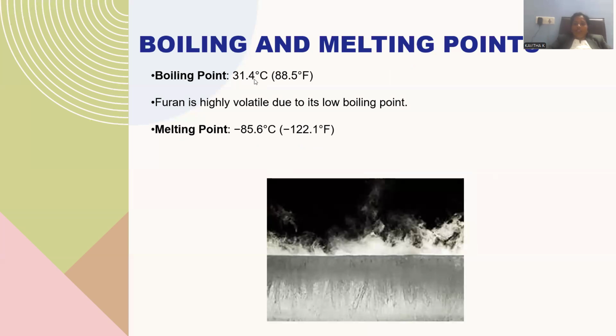Boiling point will be 31.4 degrees centigrade, right? So 31.4 is nothing but just above room temperature. So by slightly raising the temperature, it will immediately be vaporized, so we can say this is a liquid that is volatile in nature.